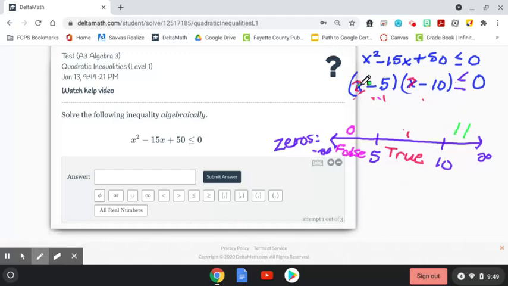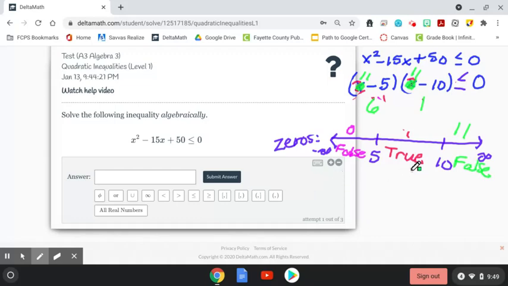If I put 11 in for the x here and 11 in for the x there, do I get a true statement? 11 minus 5 is 6. 11 minus 10 is 1. 6 times 1 is positive, which is not less than 0, so this is a false statement.